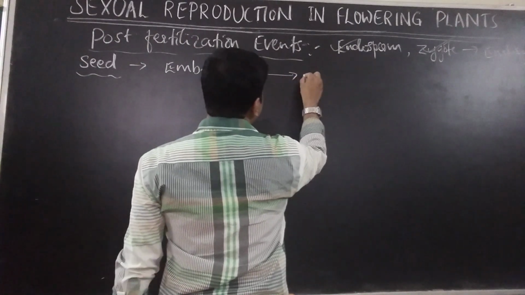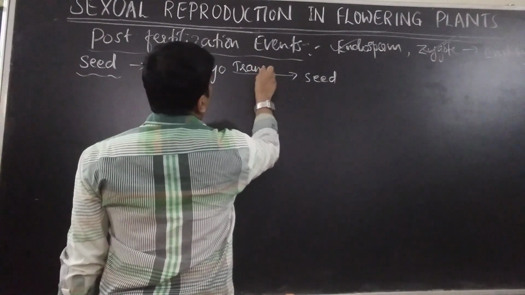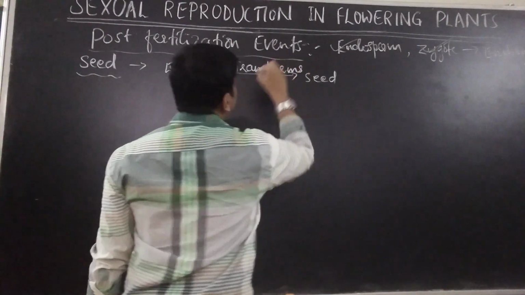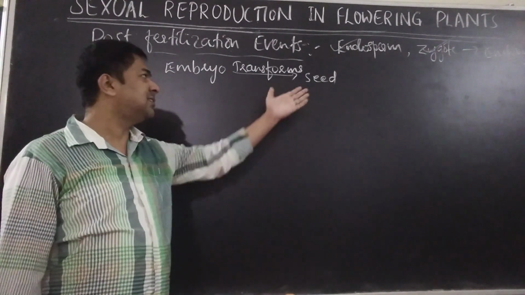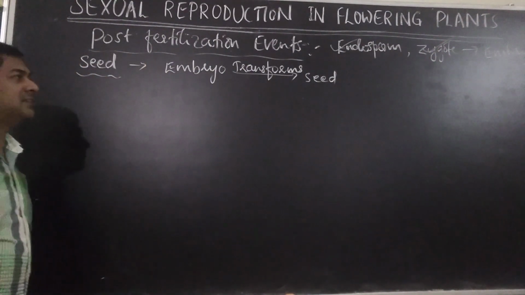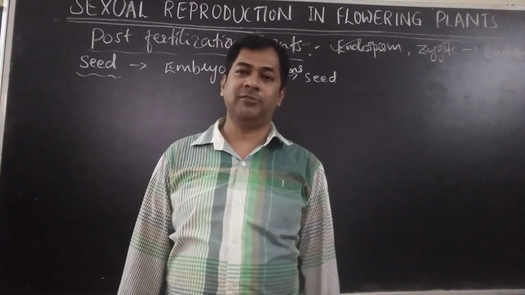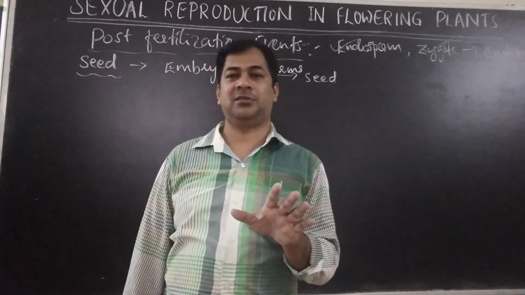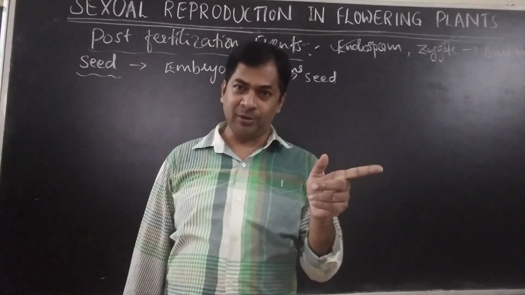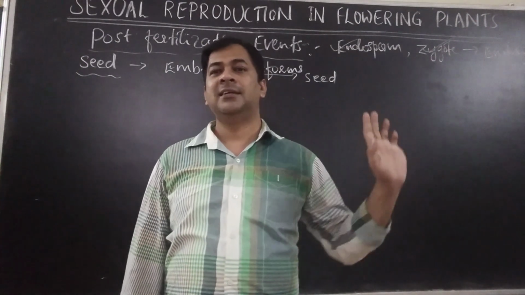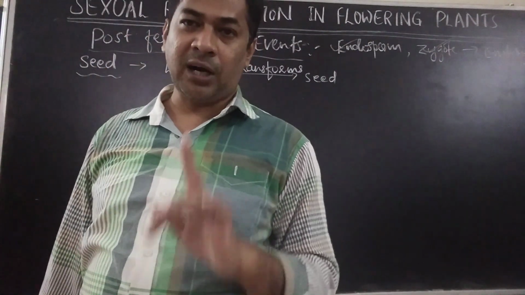Transforms means changes to seed. Transform means embryo slowly changes, it matures, grows and becomes a seed at last. So how to define seed? Seed is a product of fertilization. Because without fertilization seed cannot be produced. Now after fertilization what will be produced? Zygote. Zygote becomes embryo. Embryo becomes seed. So finally seed is produced as a result of fertilization.